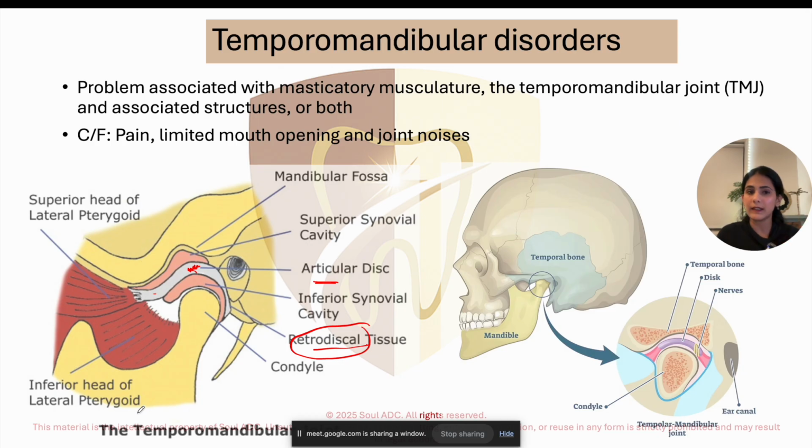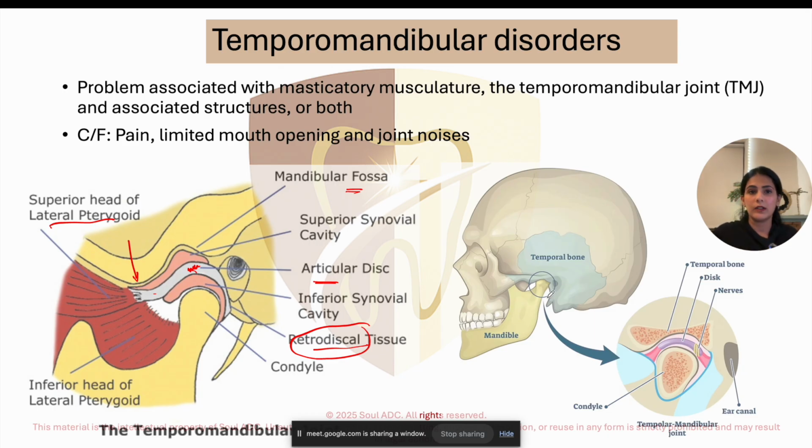So in this picture, I can see your lateral pterygoid muscle, which is one of your muscles for mastication. There are two parts of it. One is your superior head, and the lower one is your inferior head. This location, where the joint forms, is your mandibular fossa, and this is your articular eminence. The same thing here. This is your temporal bone, mandible, and that's your joint.